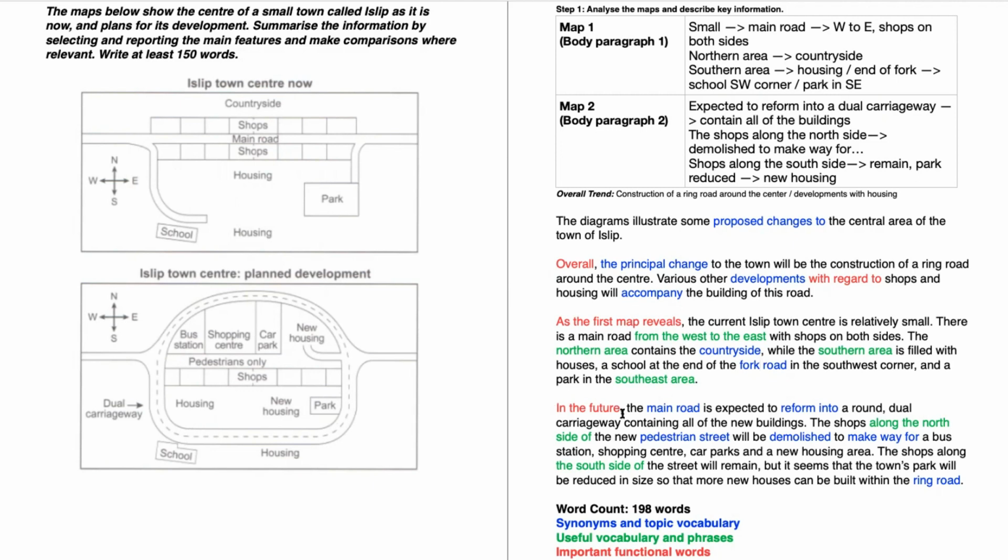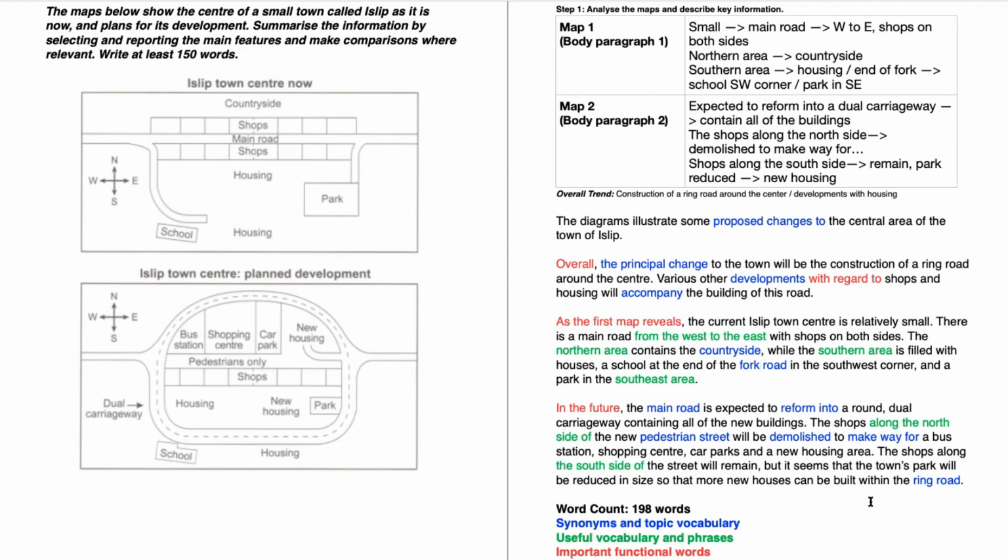In the future makes it clear that I'm talking about this second map. And then we have the directions along the north side, the south side of the street. And then our synonyms and topic vocabulary. Main road, reform is a great way to show a change. It will be demolished. To make way for is a great phrase. Basically, you're showing that the bus station is going to replace the pedestrian street. And of course, ring road or dual carriageway, these synonyms are great.